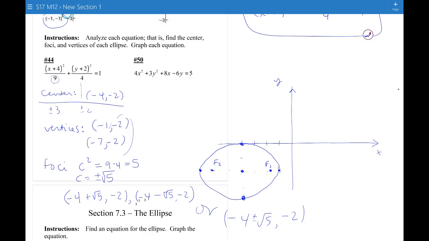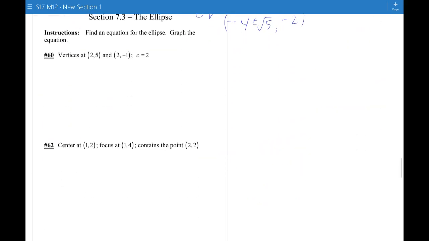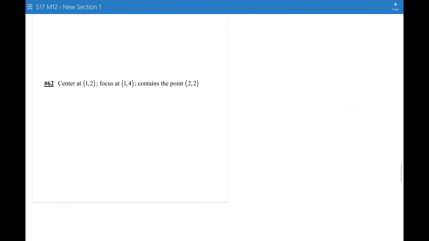And notice that when the a² and the b² are fairly close to each other, the shape is fairly close to round. That's actually something important that you'll study more in trigonometry. So let's do number 50 together in class, because that's when we're going to have to complete the square. And let's do these puzzle problems together in class also.